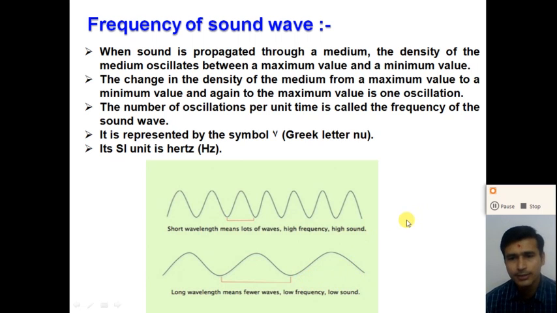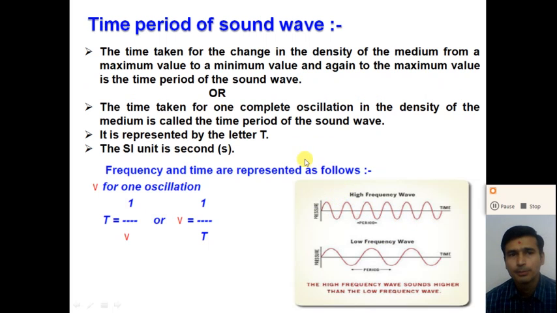Now the next characteristic of the sound wave is the time period of the sound wave, or we can say the periodic time of the sound wave. The time taken for the density of the medium to change from a maximum value to the minimum value and again to the maximum value is the time period of the sound wave. This is called the periodic time of the sound wave, or the time period of the sound wave.